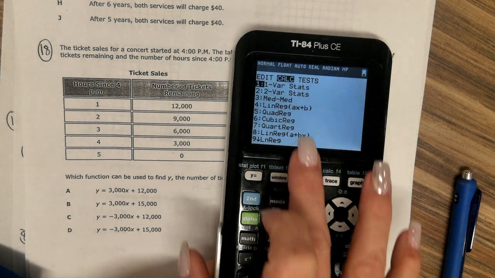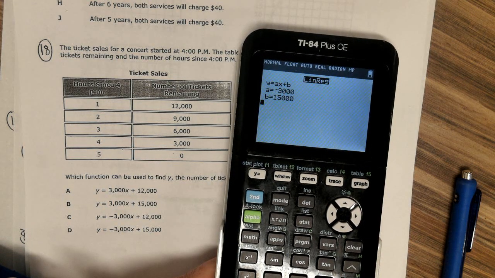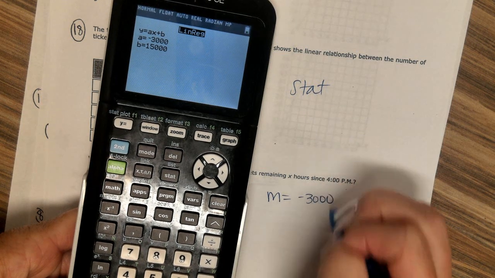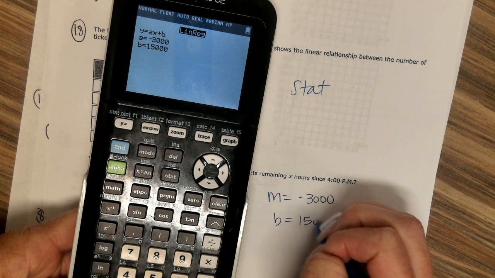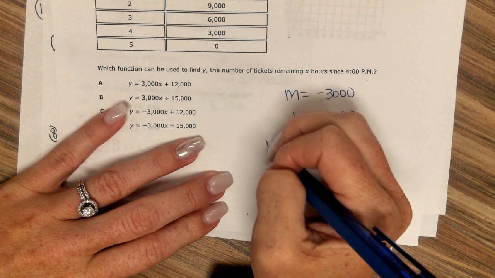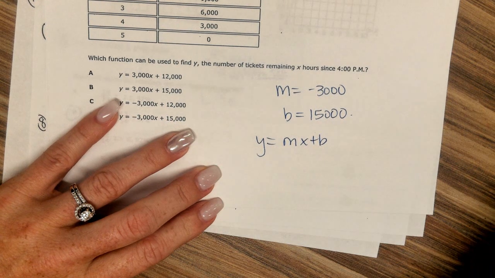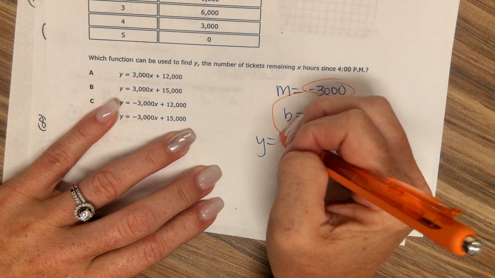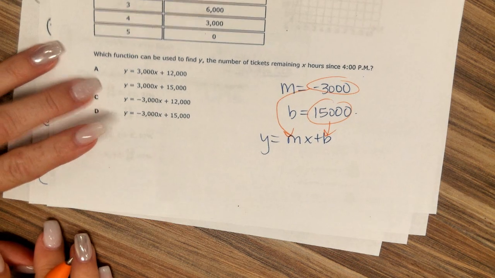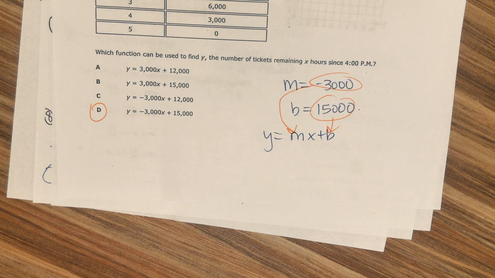Stat Calc, option 4. And there is my slope. So my m is negative 3,000. My b is 15,000. If I wanted to write this as an equation in y equals mx plus b, I would just fill in that m spot and that b spot. So y equals negative 3,000x plus 15,000, which is D.